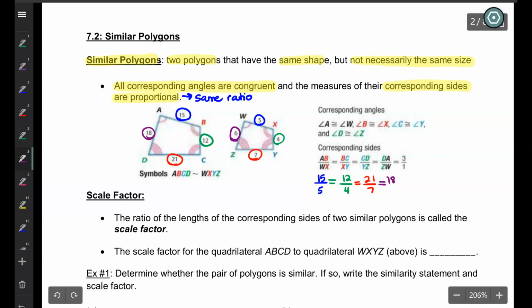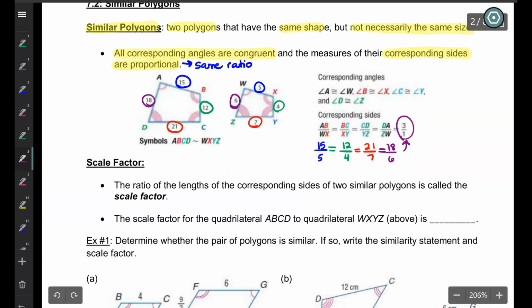So looking at all of these ratios, notice when we reduce them, everything ends up being 3 over 1. If any one of these sides came out to something different, then they would not be similar. So we want to make sure that all the corresponding sides are proportional.